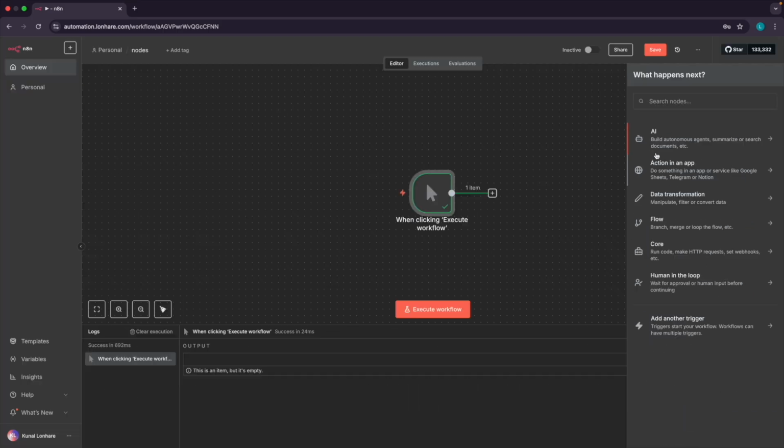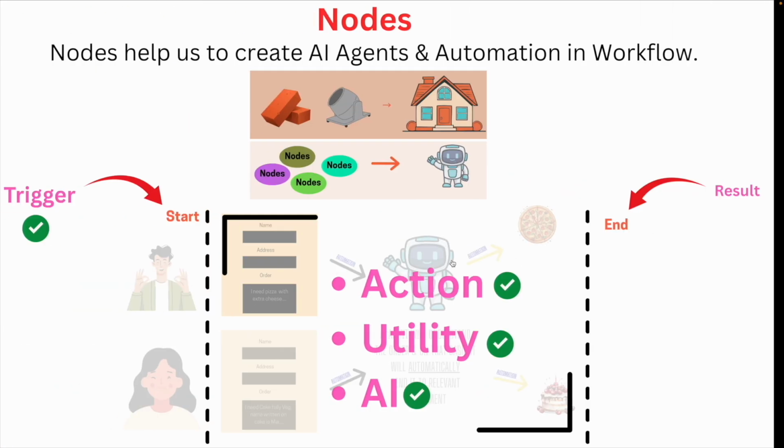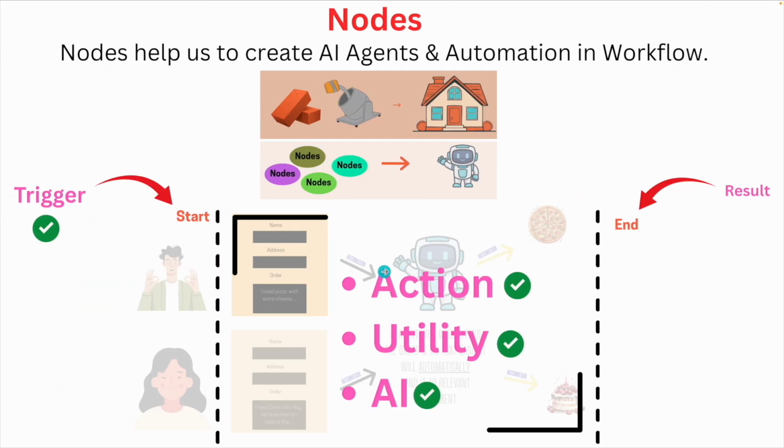So basically, just understand that after the trigger, all these things will help you take your automation to the next level. And once you do that, your automation will end. That's it, and you are going to get the result you want. That's it.